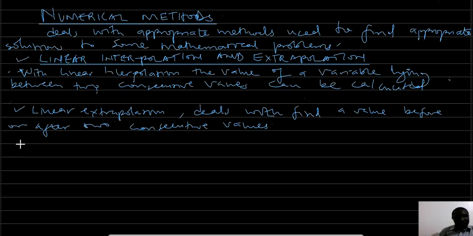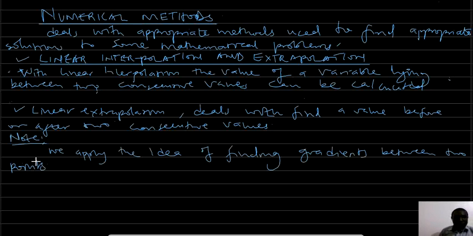points is employed here. We should know that the gradient between any two points lying on the same straight line is the same. That's why we have a statement that a straight line has a constant gradient.